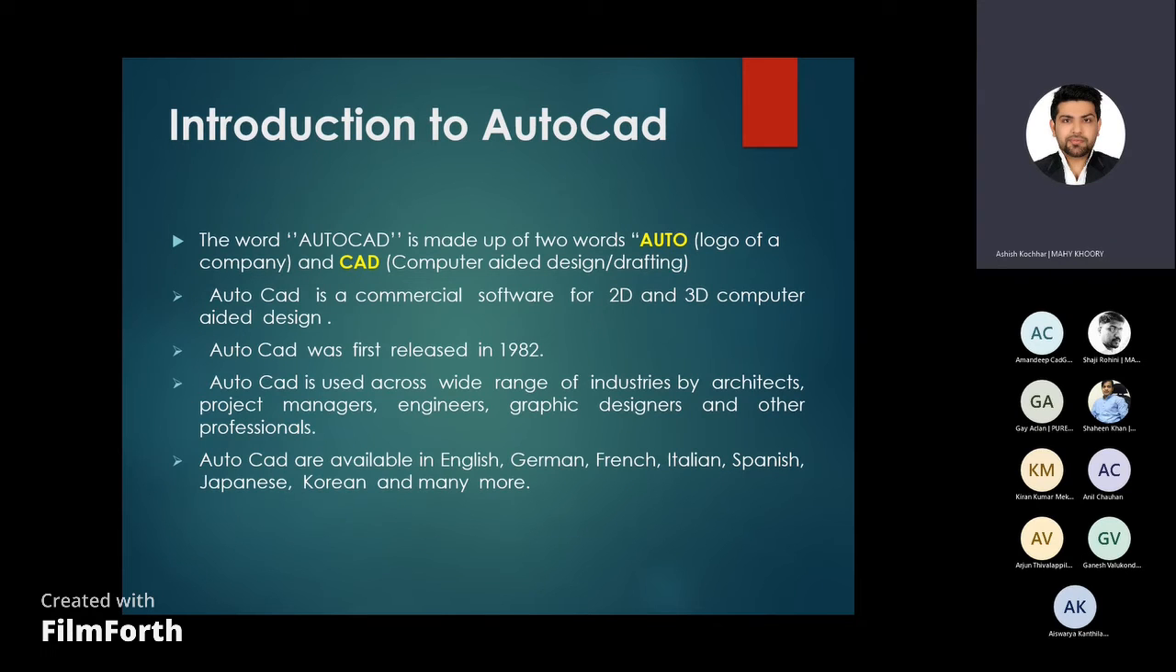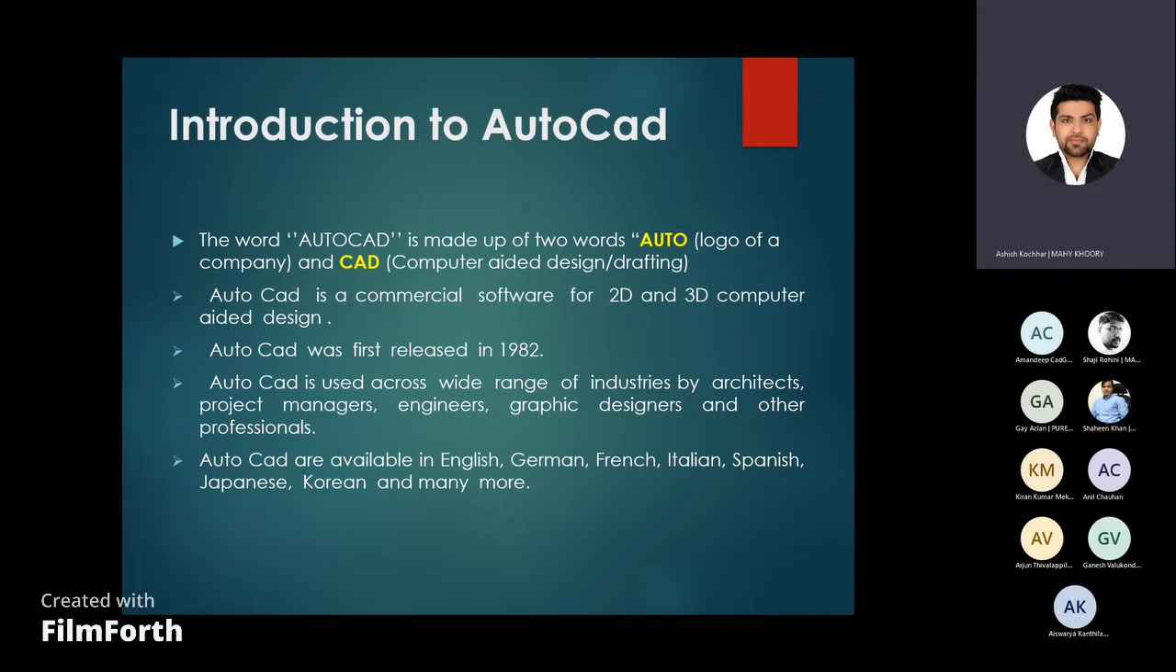So first of all, since the people who are already using AutoCAD already know what is the use of AutoCAD, but let me quickly give you a brief history. AutoCAD is made up of two words: the Auto, which is the name of the company, and the CAD is computer-aided design and drafting. AutoCAD is a commercial software for 2D and 3D computer-aided design. AutoCAD was first released in 1982. It's basically a company from the US.